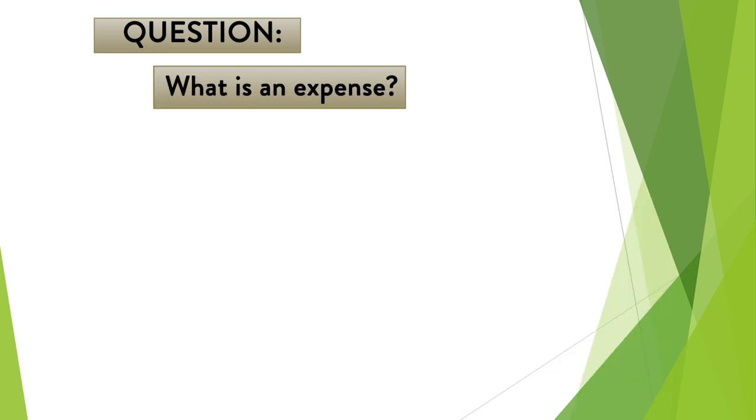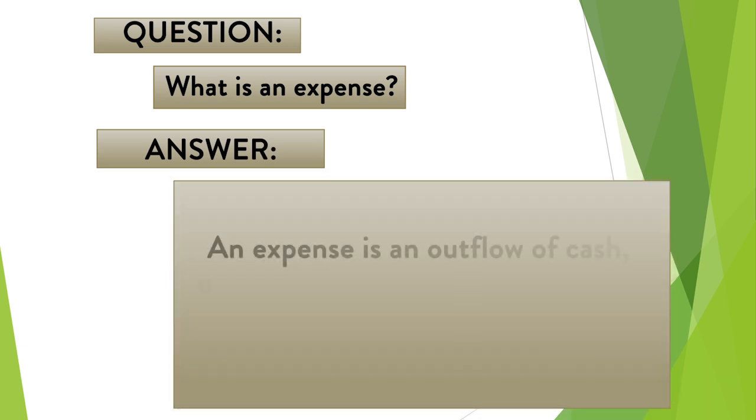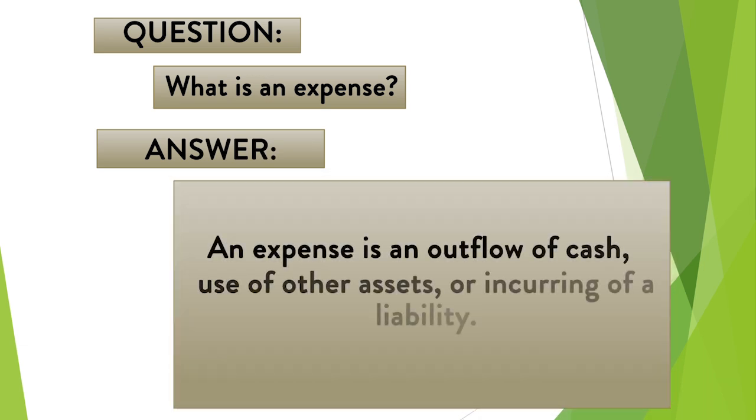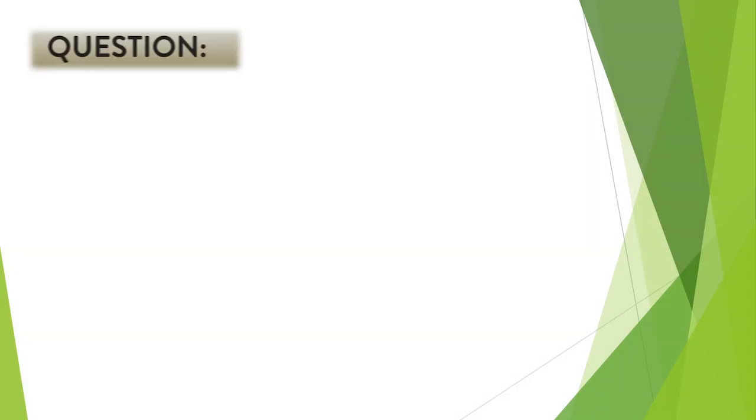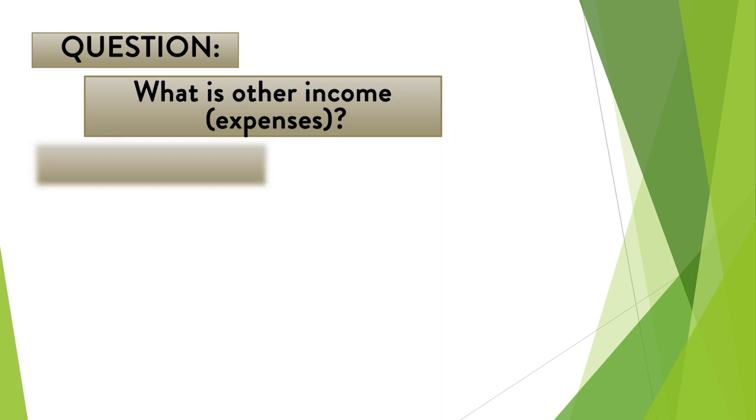What about the expenses? An expense is an outflow. Outflow means money is getting out of the company or out of the business. It can also mean use of other assets or incurring of a liability. These are expenses. You pay money out in return for a service or for some goods that you have purchased or you want to acquire.